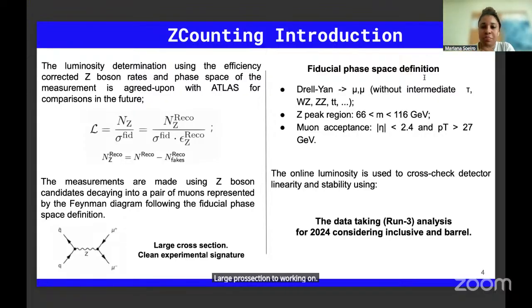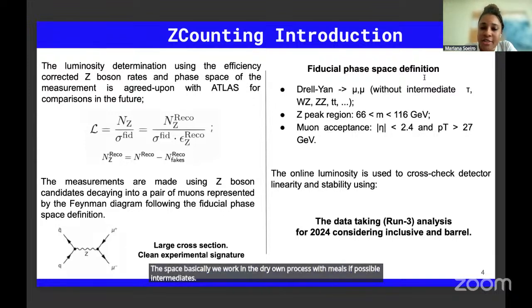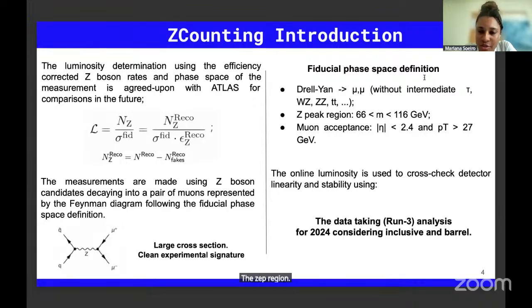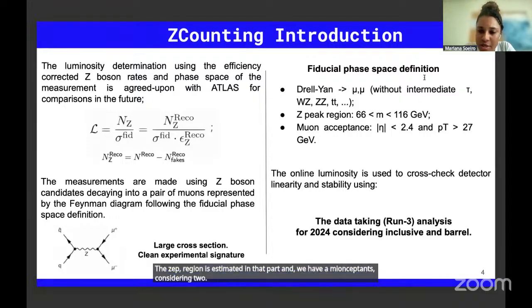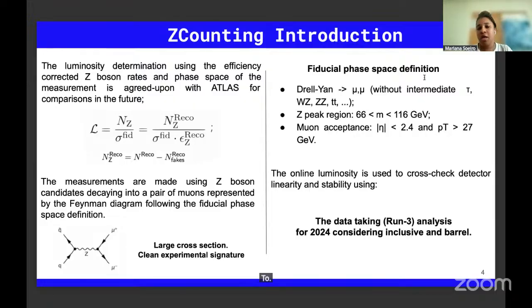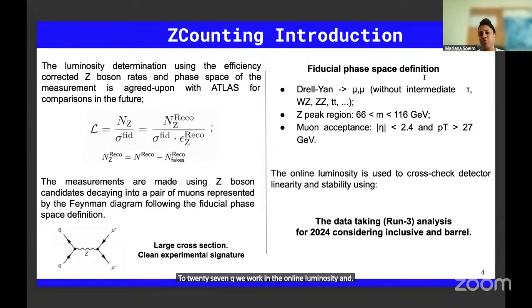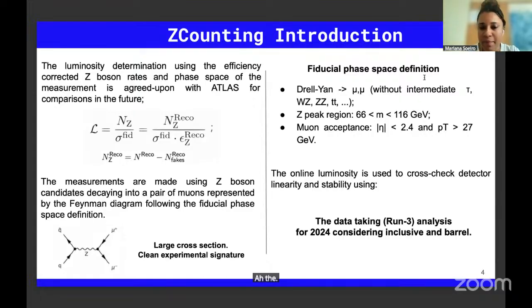The fiducial phase space: basically, we work in the Drell-Yan process with muons without intermediates. The Z peak region is estimated in that part, and we have a muon acceptance considering eta of 2.4 and pT of 27 GeV. We work in the online luminosity and offline luminosity. I will just share the offline one because it is my part.